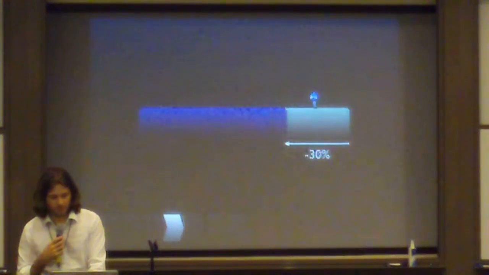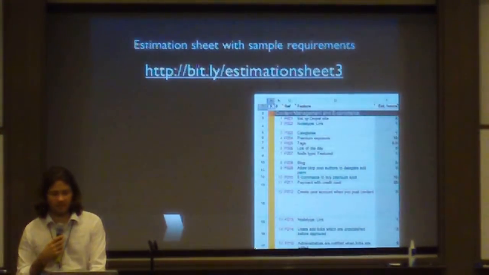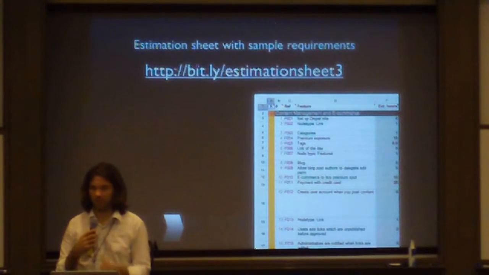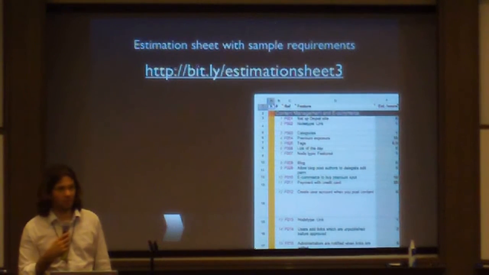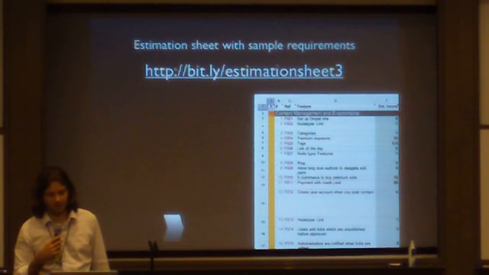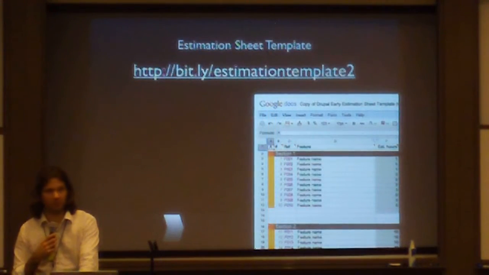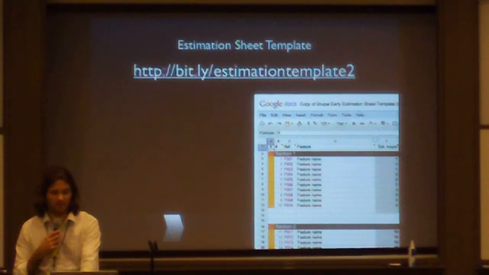Okay, so the next tool we have is, like I said, a sheet. It's the estimation sheet. And I have a sheet with the sample requirements we can find here by going to this URL. It's on Google Docs, so you will need a Google Docs account to see it. And I've also created a template, which you can use for your own project. You can just go to Google and select Create New from Template, and you can find this template.